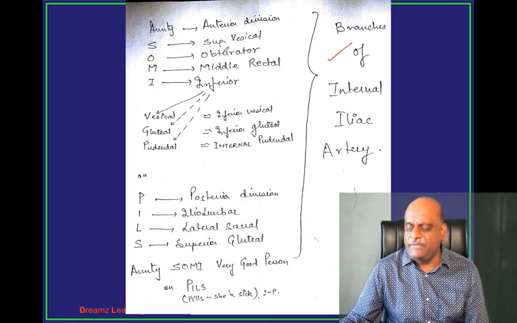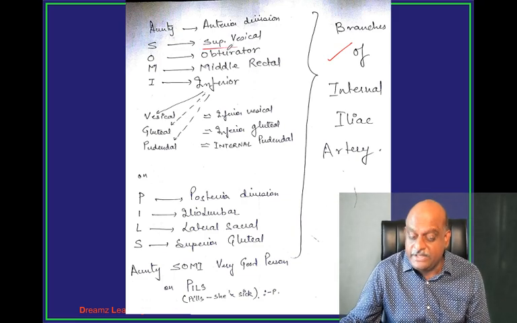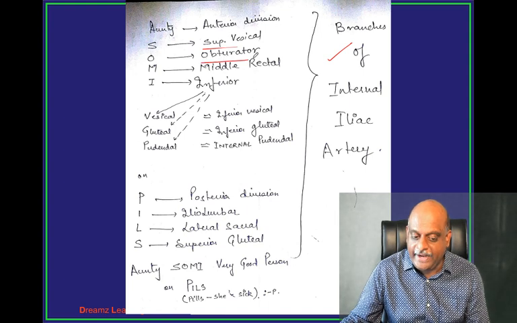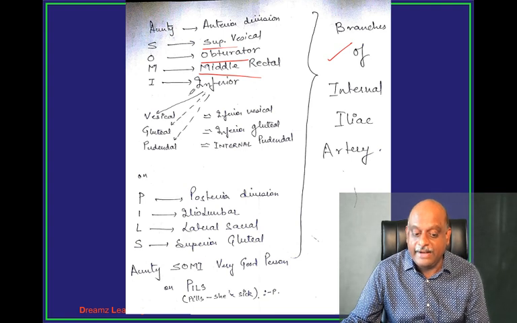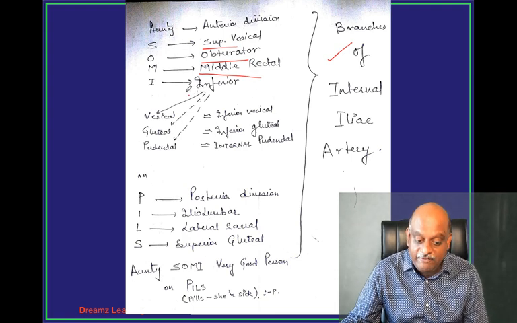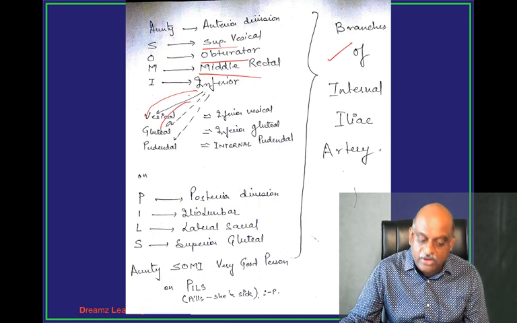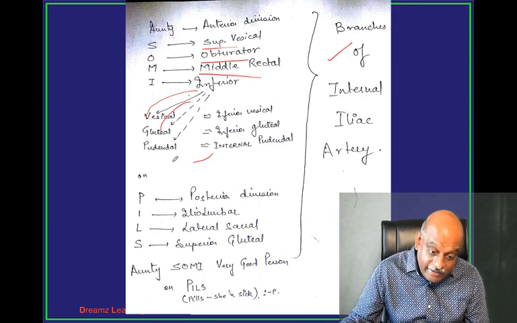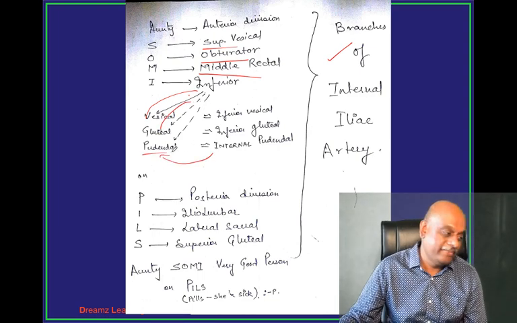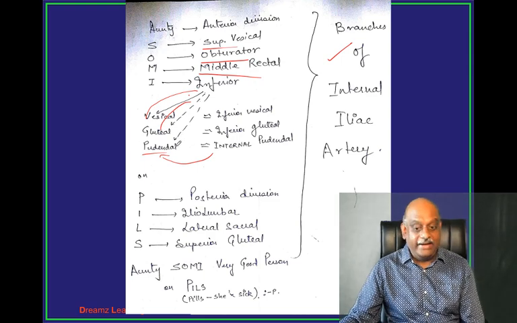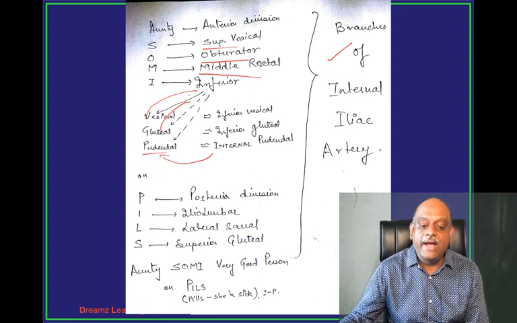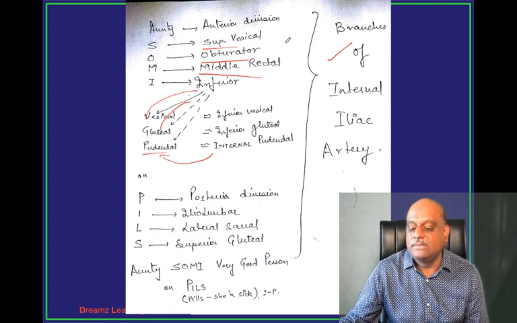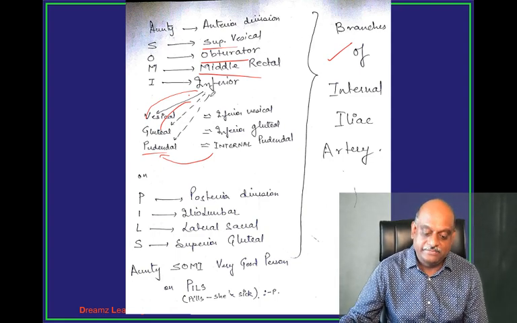What are the branches of the anterior division? Superior vesical, obturator, middle rectal, inferior vesical, inferior gluteal and internal pudendal. Internal pudendal. They are all the branches of the anterior division.